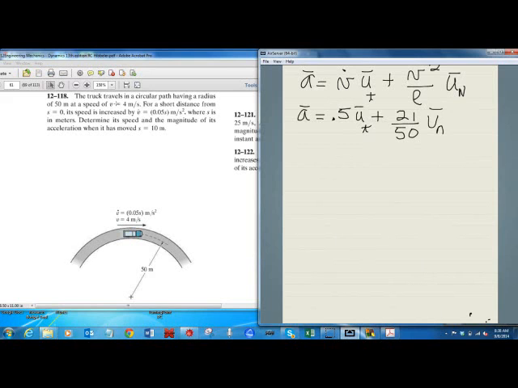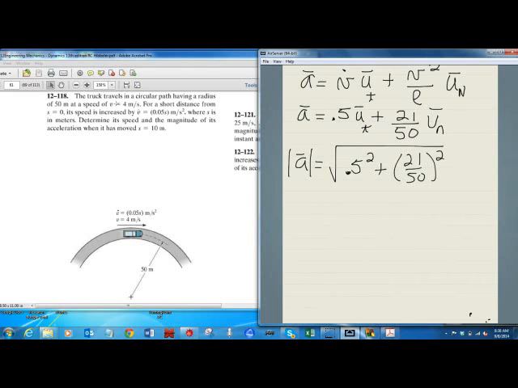It's the Pythagorean theorem, right? So you take the square of this leg, and square. So the magnitude of acceleration is equal to the square root of 0.5 squared plus 21 over 50 squared.